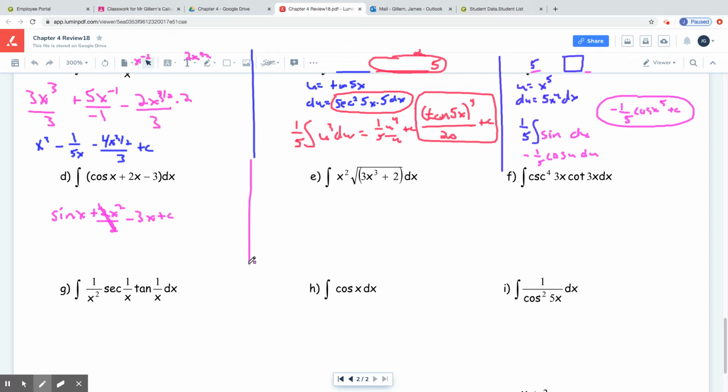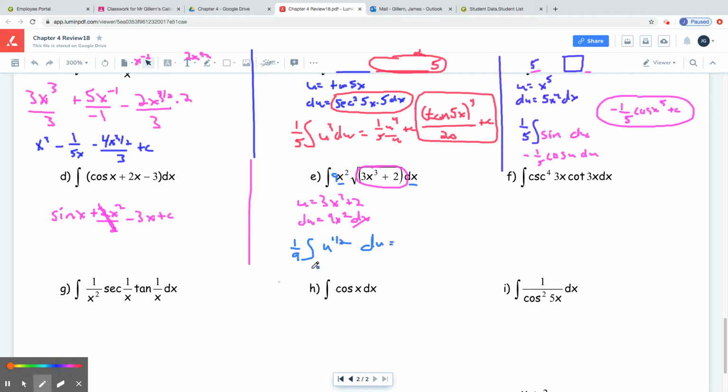All right. Now for E, we have something underneath a radical. We're going to have to use substitution, and we take whatever is underneath on the inside as our u. So that's our 3x cubed plus 2. Our derivative of that is 9x squared dx. And we have an x squared dx. We're missing a 9. So we put a 1/9. So all that I underlined, that's my du. The only thing that's left is the square root of u, which I'm going to rewrite as u to the 1/2.